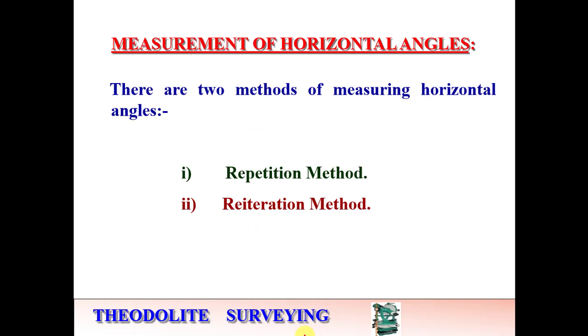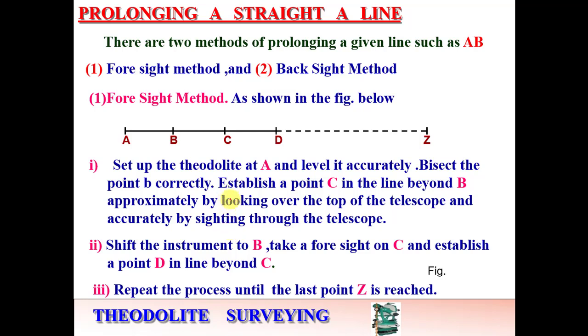All right, we have different methods for calculating your horizontal angles. The first one is the repetition method and the second one is the reiteration method, and these two topics we will cover in the numerical portion whenever we are solving numericals related to theodolite survey.